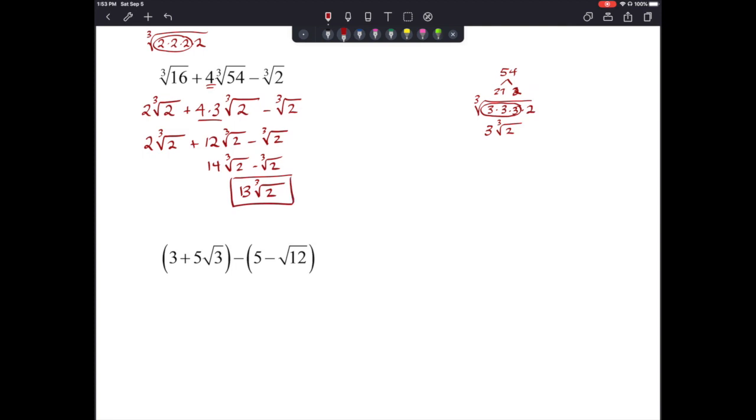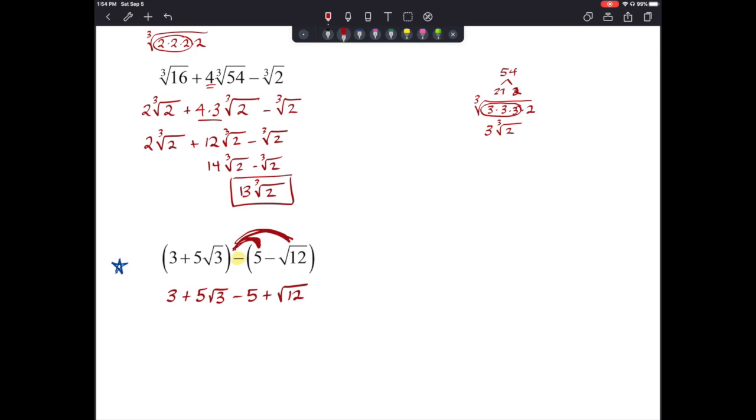Next one. Please make sure you're paying close attention on this one, because this is not asking you to FOIL. This is talking about subtraction. You are going to take it and we are going to distribute this through. Every year there's people who miss problems like this because they see the 2 sets of parentheses and want to multiply. This is the same thing as saying 3 plus 5 radical 3 minus 5 minus a negative radical 12. So minus a negative radical 12 is like plus radical 12.